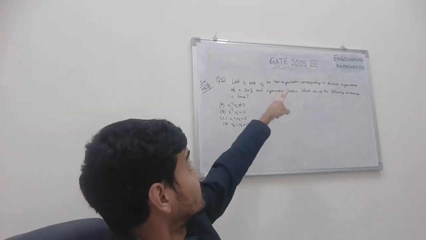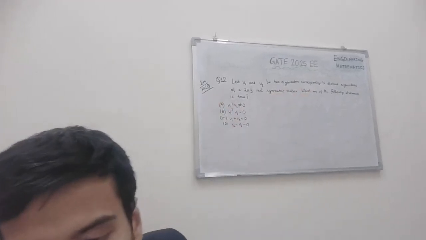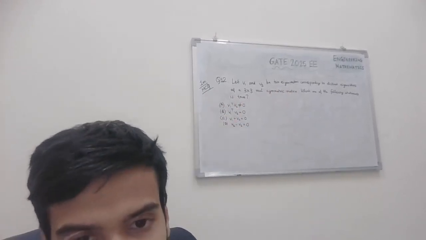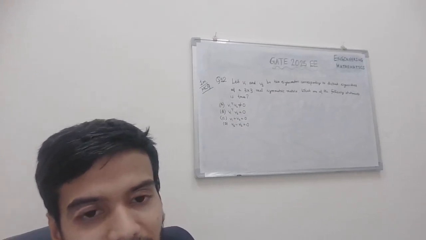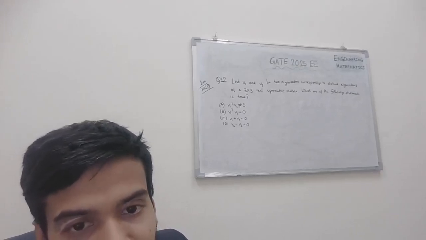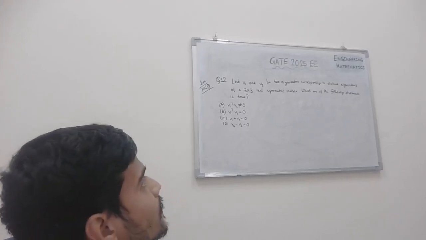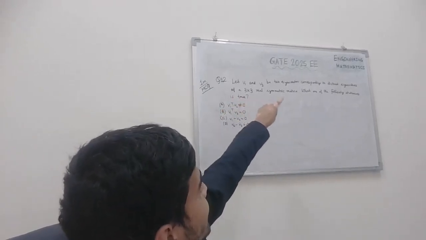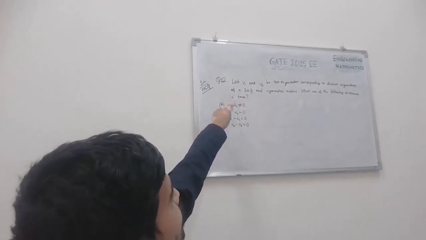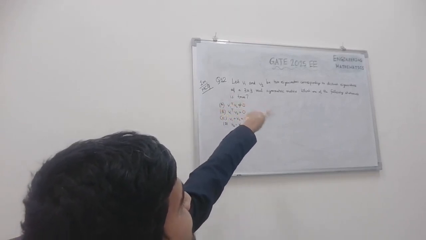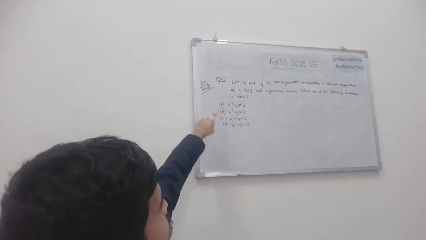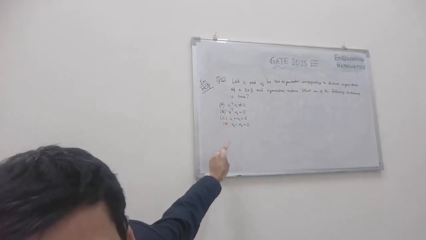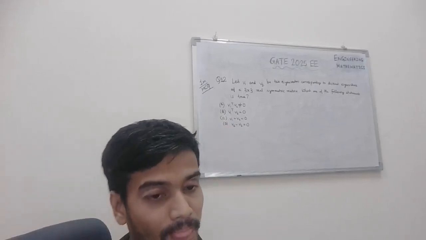Moving on to the next question, question number 12. It's based on eigenvalues and eigenvectors of a real symmetric matrix. The question says: given two distinct eigenvectors V1 and V2 of a 3 by 3 real symmetric matrix, which one of the following statements is true? The options are: V1 transpose V2 not equal to 0, V1 transpose V2 equal to 0, V1 plus V2 equal to 0, and V1 minus V2 equal to 0.